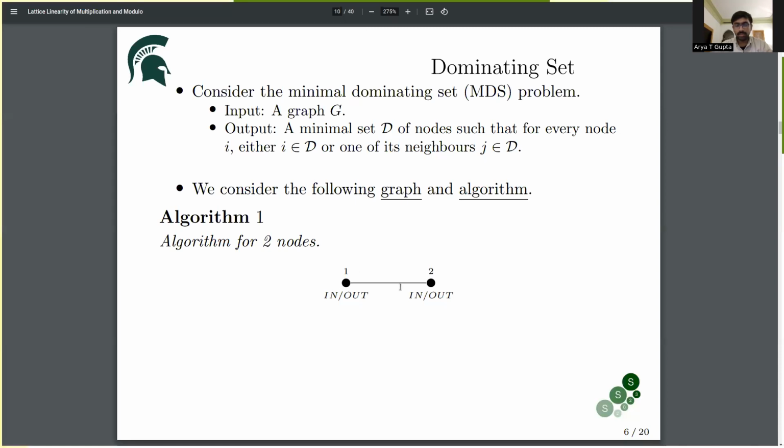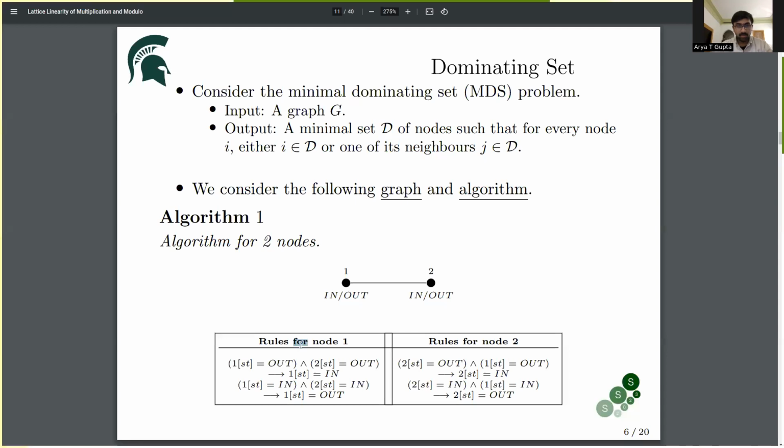It's a graph of two nodes connected to each other by an edge. And let's assume that node 1 executes this algorithm. When node 1 sees that both the nodes are out, then node 1 turns itself into the dominating set. And if node 1 sees that both the nodes are in, then it turns itself out of the dominating set. This action makes both the nodes dominated, and the second action makes the dominating set minimal. And a similar algorithm can be implemented for node 2.